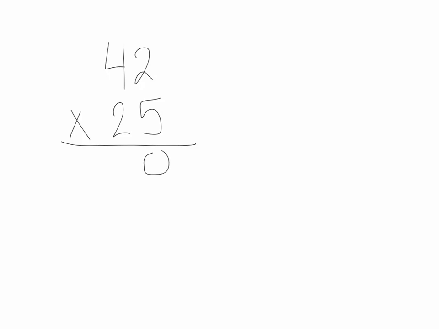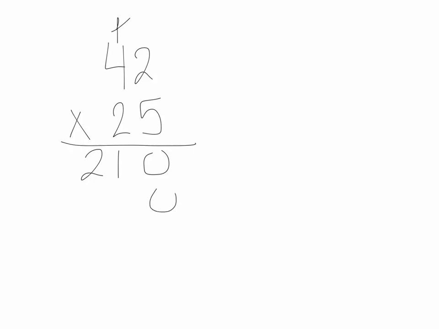Alright, so let's try another one. Let's try 42 times 25. Okay. 2 times 5 is 10, so I carry the 1 there. 5 times 4 is 20. Add the 1 is 21. Okay, 210. I want to cross this off again just to make sure that I don't get it confused if I have to regroup again.